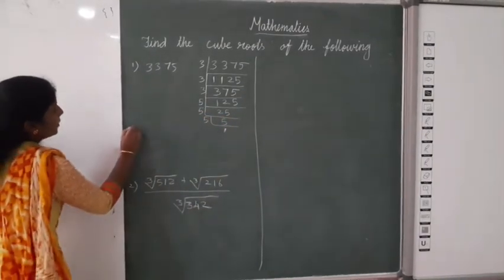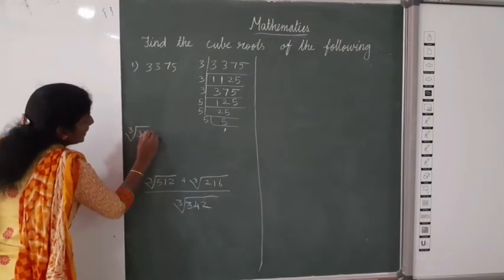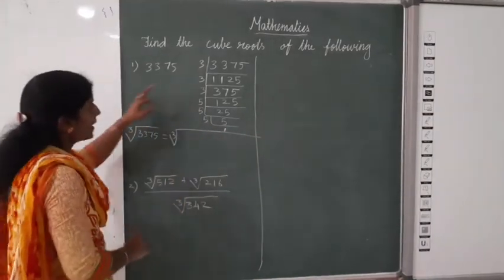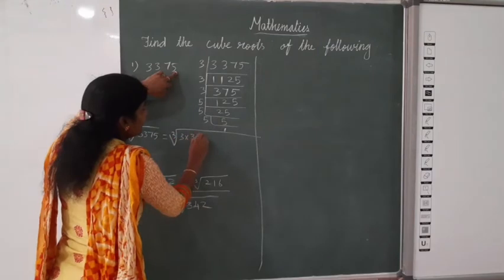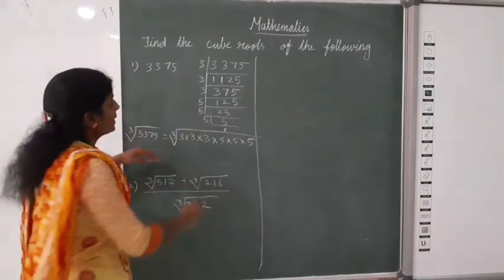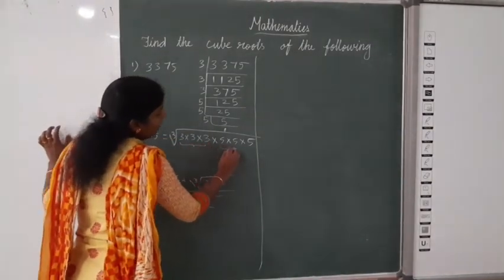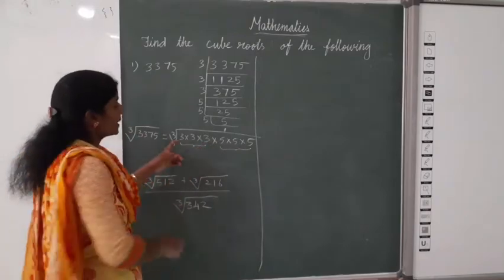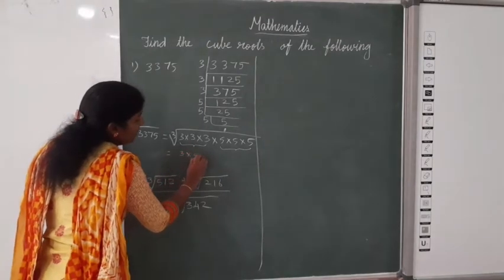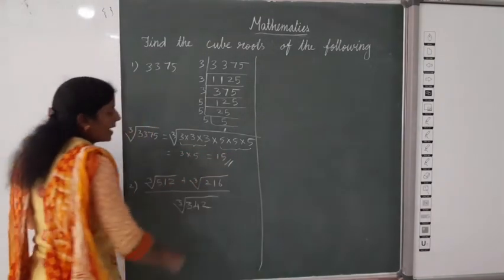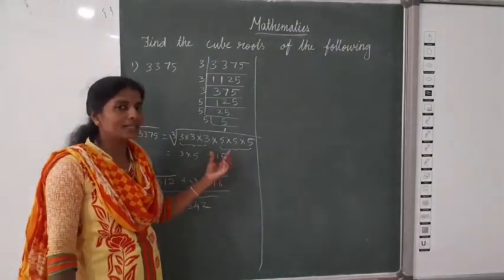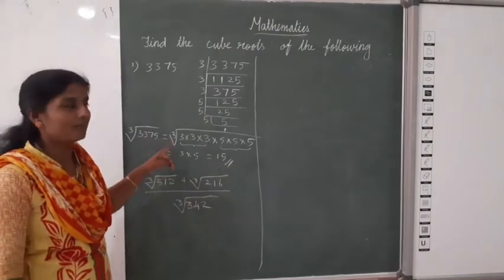Okay, now the cube root of 3375 is equal to the cube root of, what are the factors? 3 into 3 into 3 into 5 into 5 into 5. Now here 3 3s are there, here 3 5s. So 3 in 1 take outside. So 3 into 5, so 5 3s are 15. 15 is the answer. Now we can check 15 into 15 into 15. If we multiply 15 three times, we will get 3375.